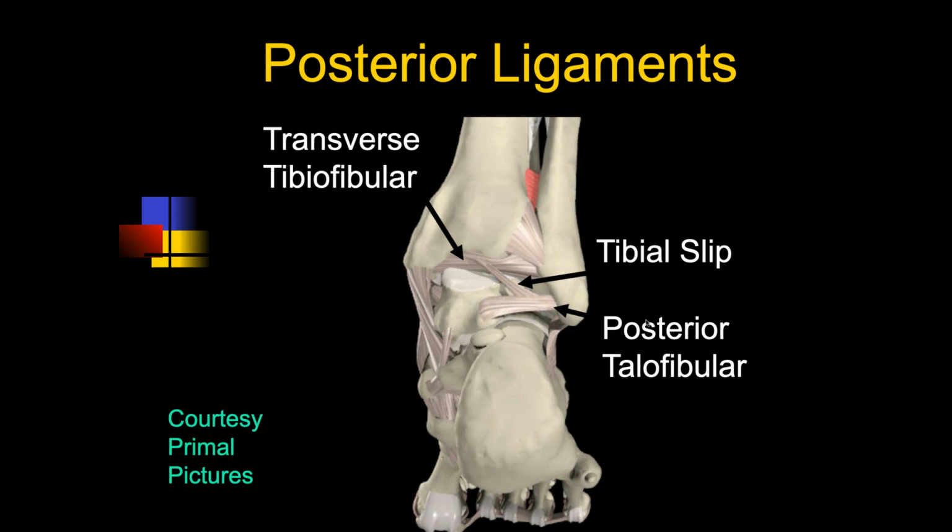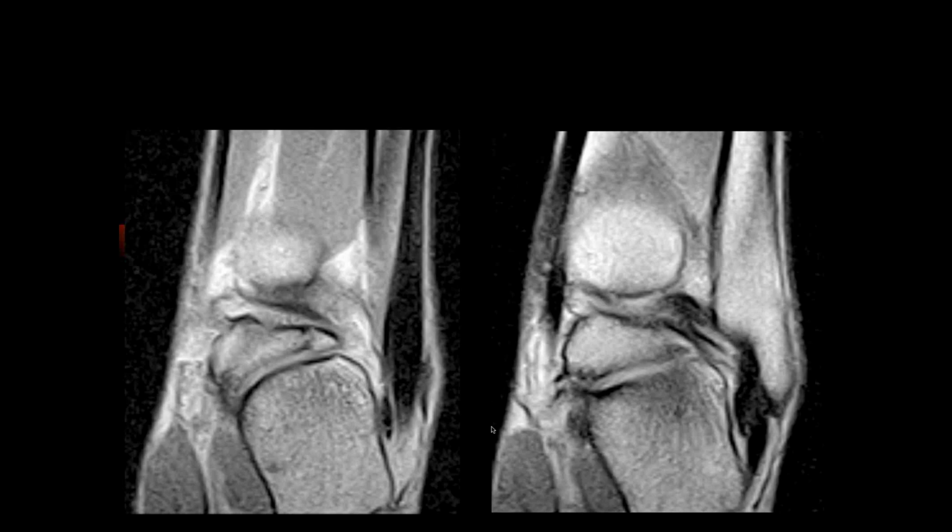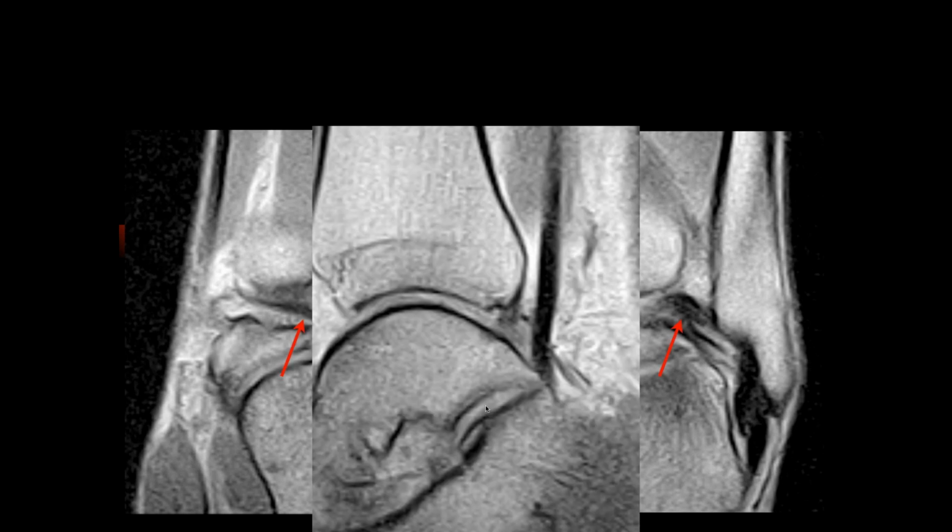So this is what it looks like from behind. We can see here's the posterior talofibular ligament, the posterior tibiofibular ligament, and there's an oblique ligament that goes across here, which is called the tibial slip. And this is kind of what it looks like on a low field MR imaging. There you can see the tibial slip coming across there.